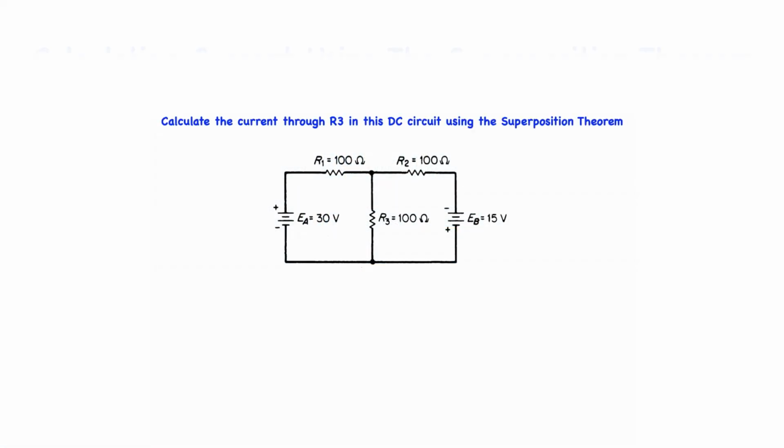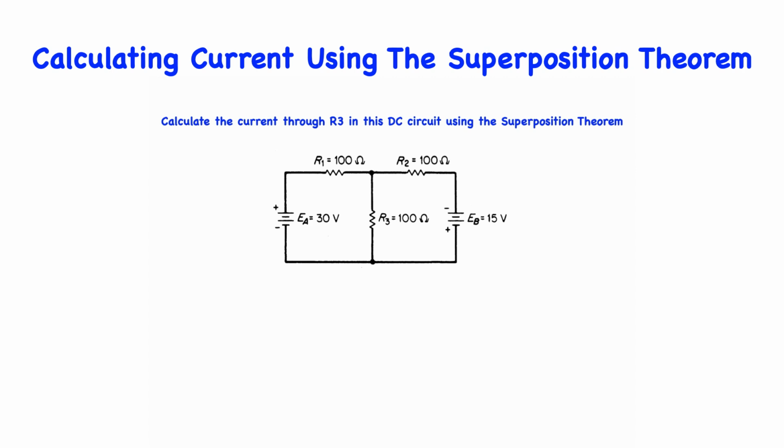In this problem, we are to calculate the value of the current through resistor R3 in this DC network using the superposition theorem. The superposition theorem states: in any linear network containing more than one source of electromotive force or current, the current through any branch is the algebraic sum of the currents produced by each source acting independently.